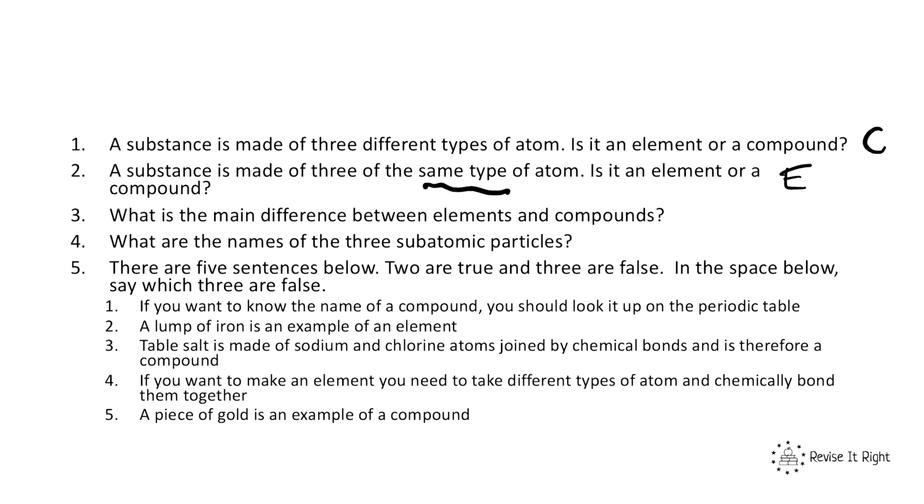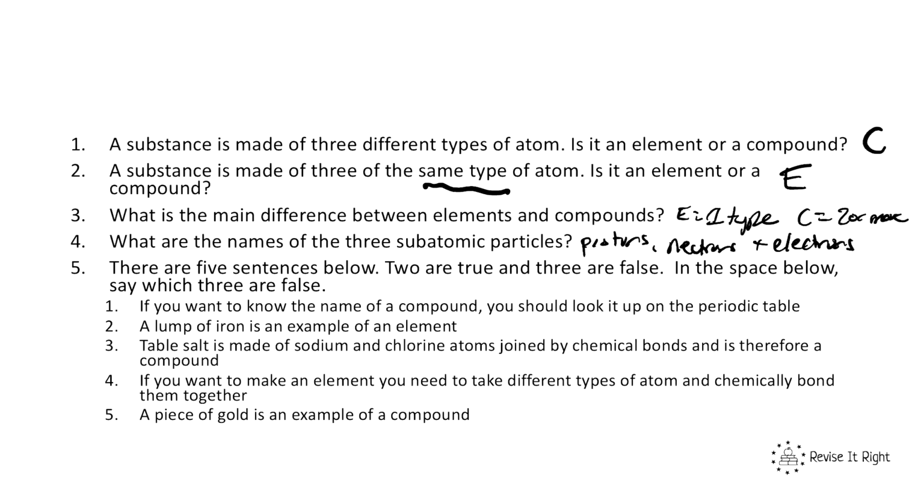What is the main difference between elements and compounds? Well, elements are made up of only one type. So elements is one type of atom, whereas compounds is 2 or more. So that's the main difference. What are the names of the 3 subatomic particles? So this is a bit of a throwback to a previous video. If you haven't watched a video on atoms, then please do. So it's protons, neutrons, and electrons.